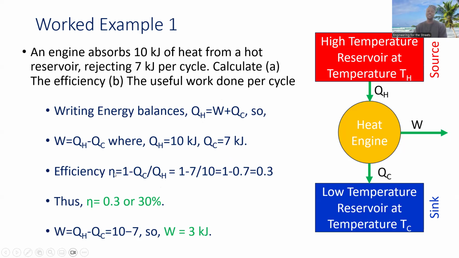While the efficiency, which is W over QH, by the time you manipulate this, W over QH essentially becomes 1 minus QC over QH. And so you substitute and you get this result. So in a nutshell, the efficiency is 0.3 or 30%, while the work done is 3 kilojoules.